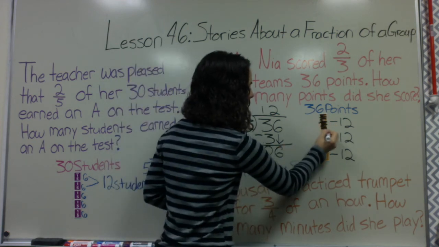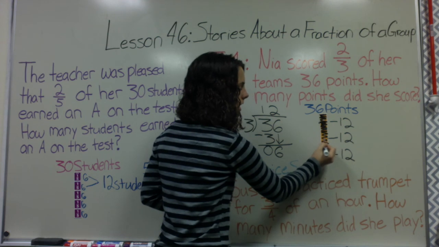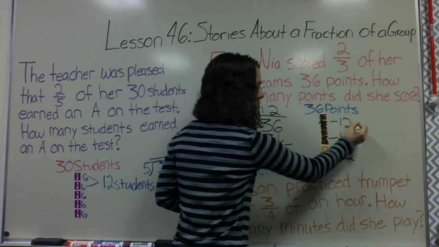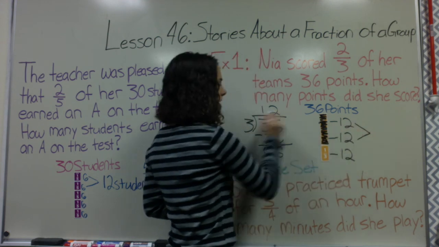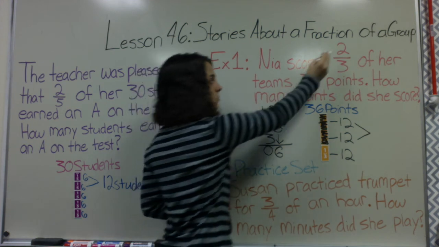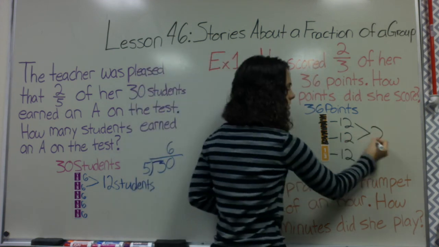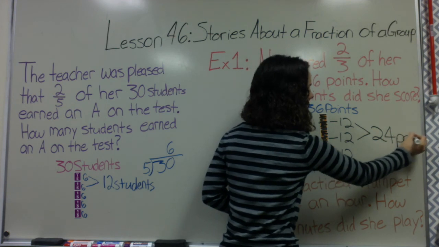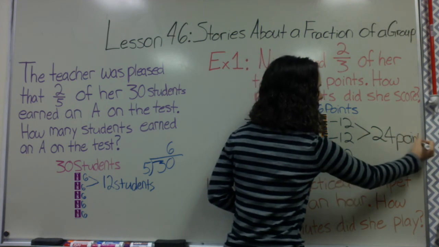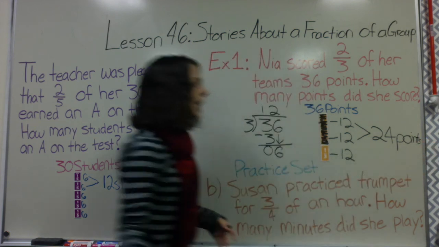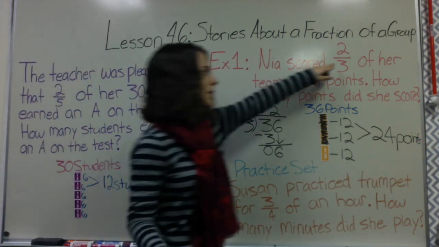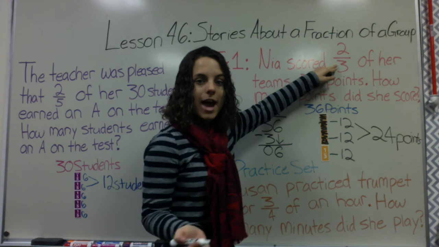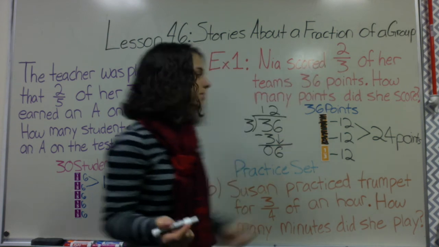But I want to find out what 2 of those are. So this is what I'm trying to find out. This is what I want to know. So if I find 2 of those, I'm going to multiply my quotient, 12, times 2, and I get 24 points. That's how many points Nia scored. So that's how I find my answer. Divide by my denominator, then multiply that answer times my numerator.